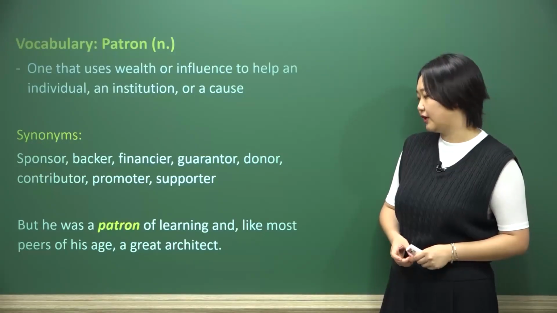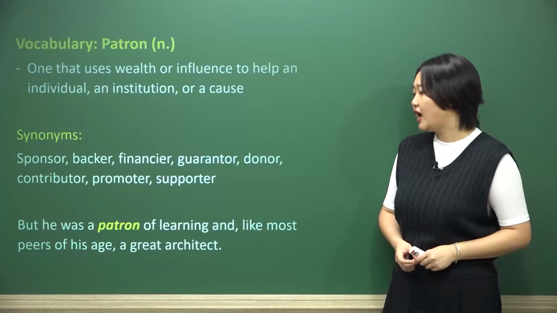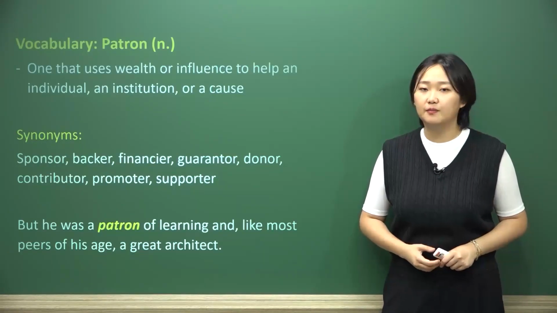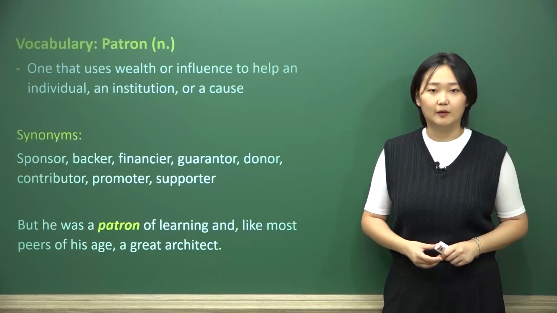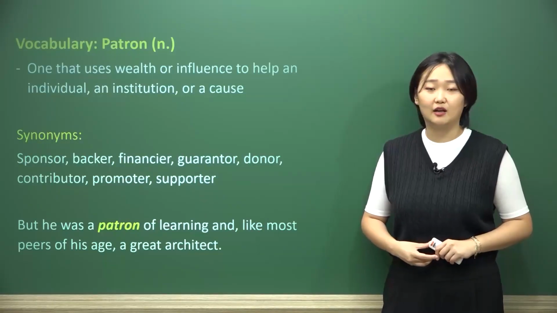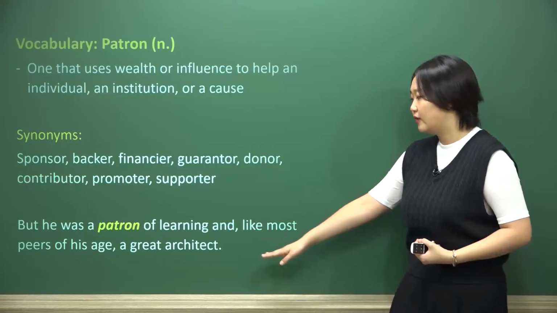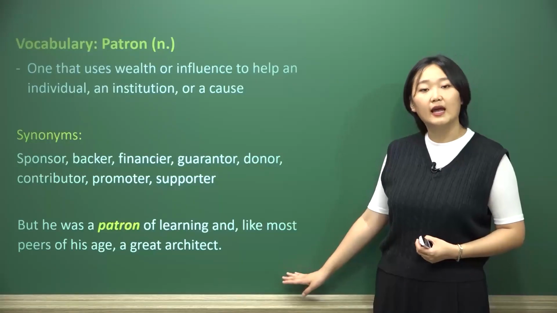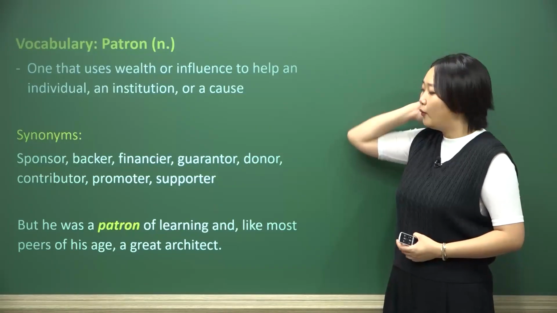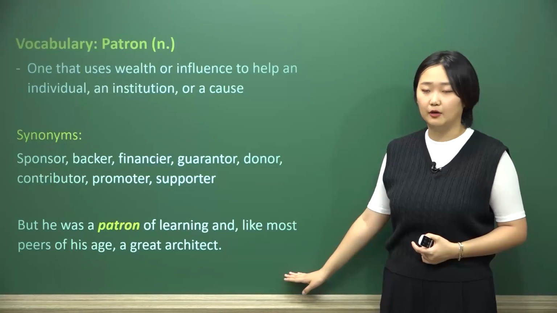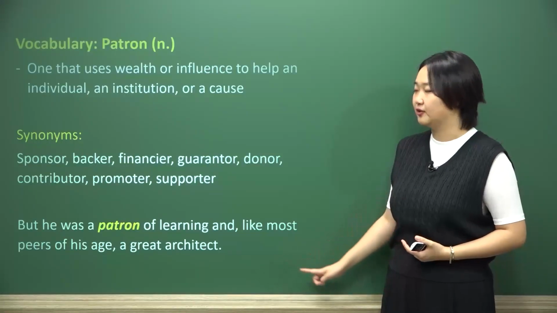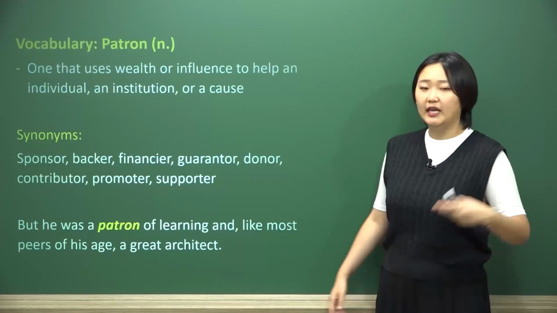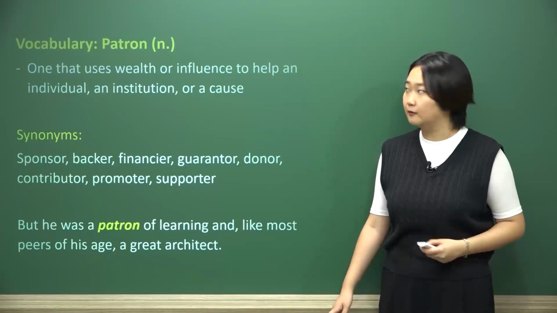But he was a patron of learning and, like most peers of his age, a great architect. He was a patron of learning. He was a very big supporter, especially here if we're talking about him going to school. That means they probably had enough wealth in his life for him to pay for it. If we're assuming also by the way that the sentence is written, talking about peers his age, wanting to become an architect, we can assume that this is probably a much longer time ago. And so for that reason, we can say a patron of learning. He is a supporter. He is a backer. He is a contributor. He is a promoter. He wants other people to learn as well.